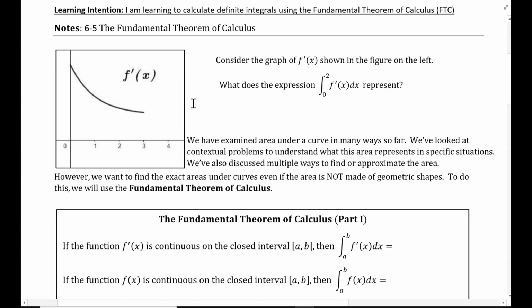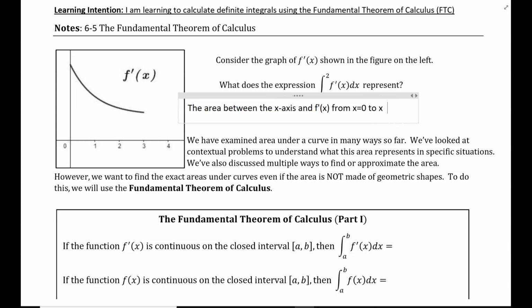Well, up until now, we have talked about this representing the area between the x-axis and f prime of x, specifically from x equals 0 to x equals 2. That's the area bounded by that region. We have examined the area under the curve in various ways. We've looked at contextual examples to see what it represents in specific situations, and we've also discussed various ways to find or approximate the area.